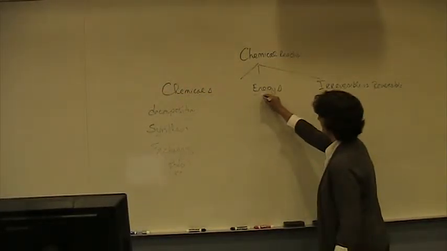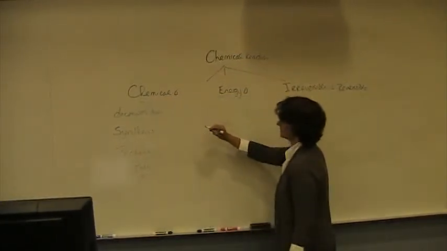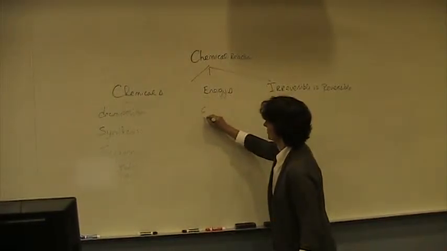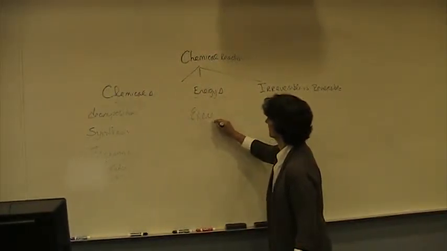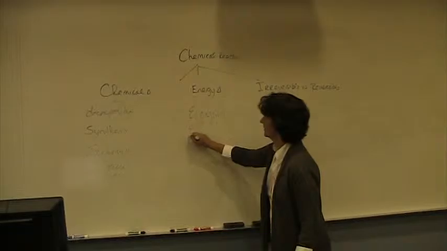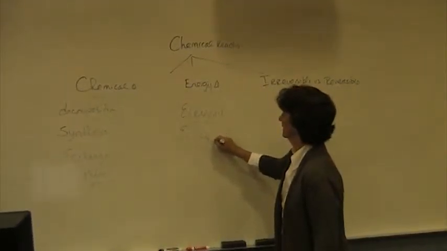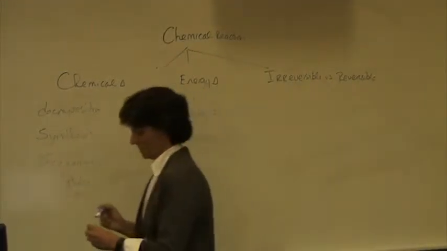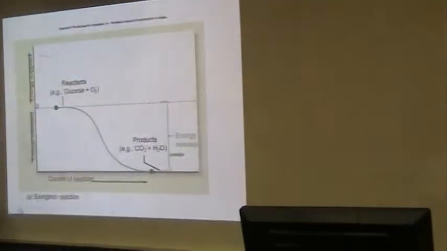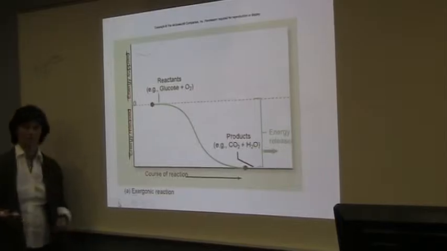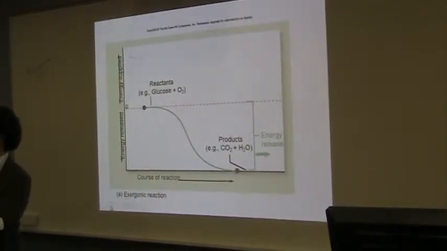Now we go to the second way we can look at the same chemical reactions. We can say that the reaction is either exergonic or what? Endergonic. So here's an example of a graph showing an exergonic. Here's the way to remember. Exergonic reactions have energy that is exiting from the reaction.